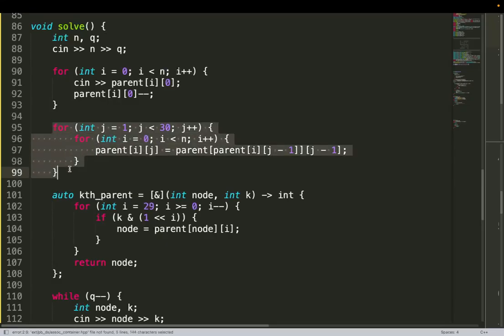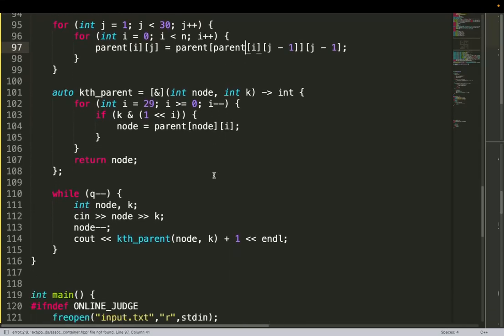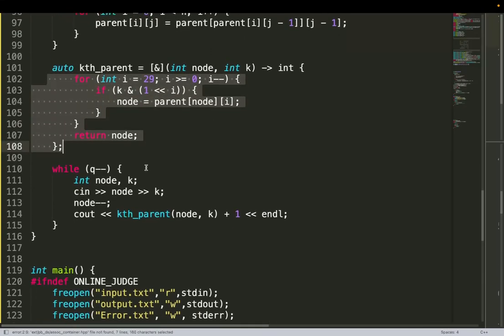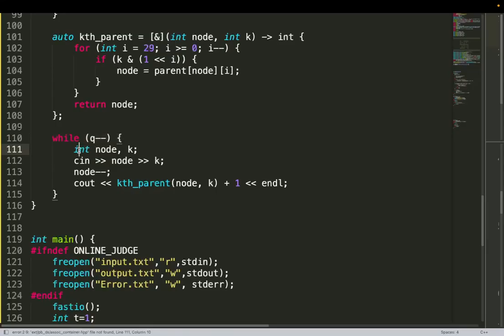We have already discussed this. So this pre-computation happens in just big O of 30n, basically big O of n log k time, right? This is just a lambda function. Let's ignore this for now. Going over all the queries, taking the inputs of node and the number of times it is getting teleported, converting the node to zero based indexing and printing the kth parent of this node. And since the answer wants us to print the value in 1 based indexing, also adding an extra 1.